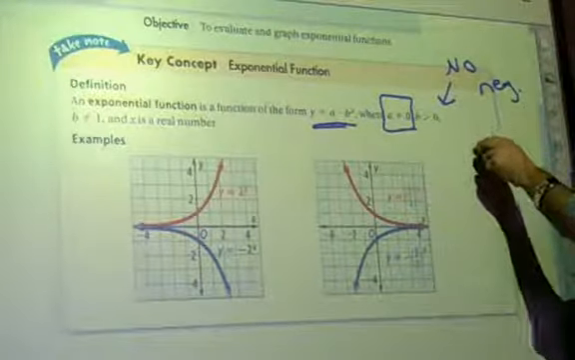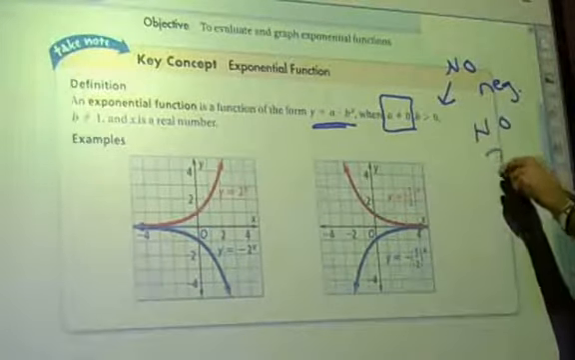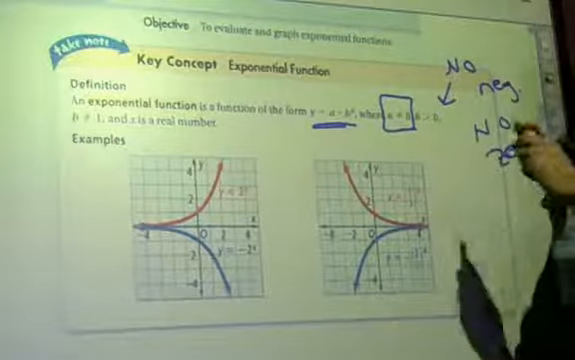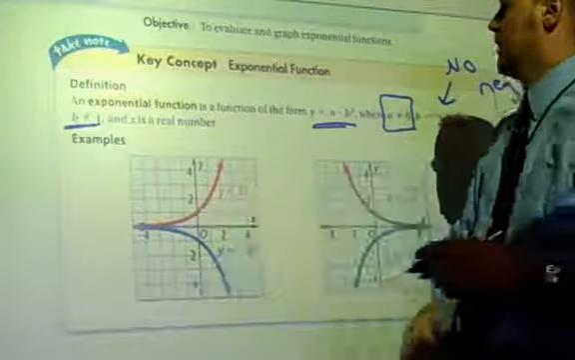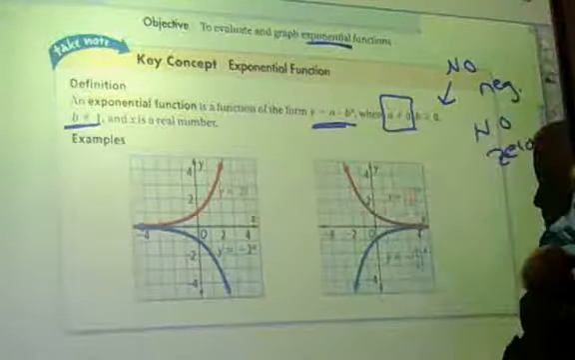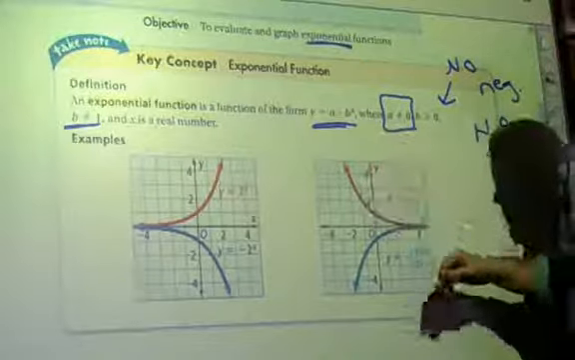Okay, and no 0. B cannot be equal to 1, because what happened when b is 1? Remember that we got the straight line, so that it was linear. Okay, because we want this to be exponential functions. Linear functions are not exponential functions, right?